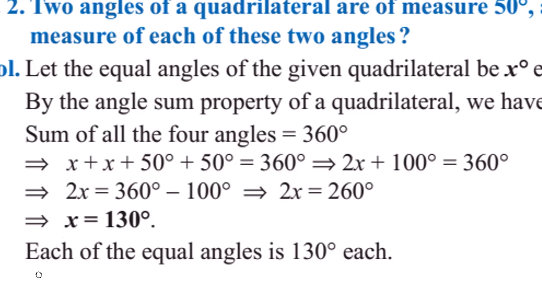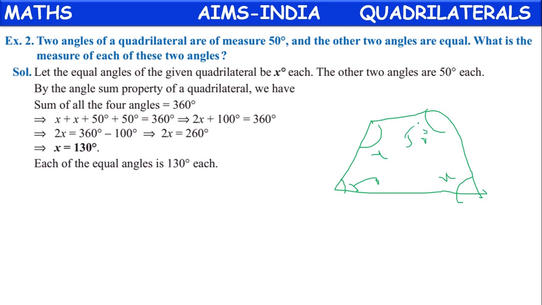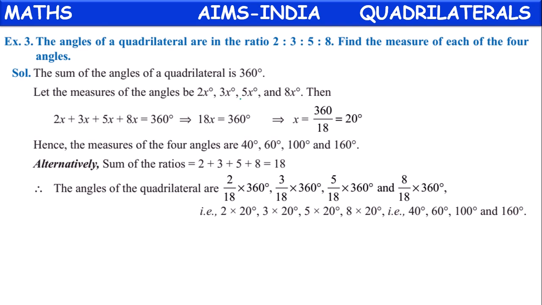So each of the equal angles is 130. If these are x, x, and these are 50, 50, then each of the equal angles, this is 130, this is 130. Next one.